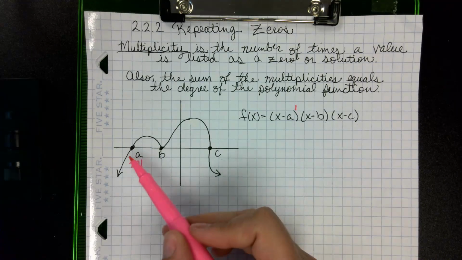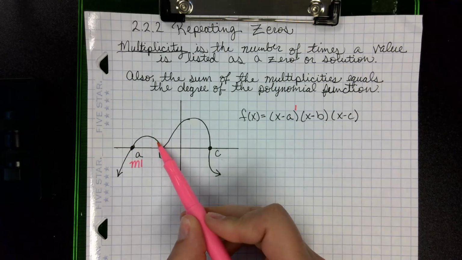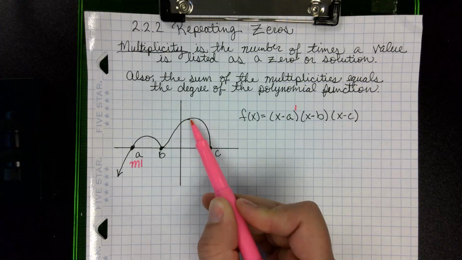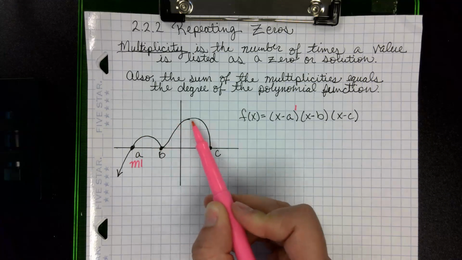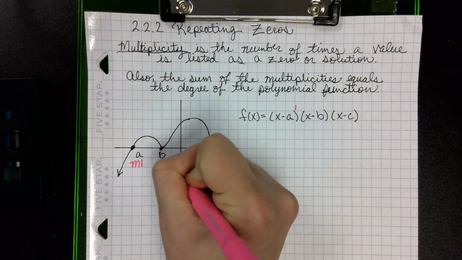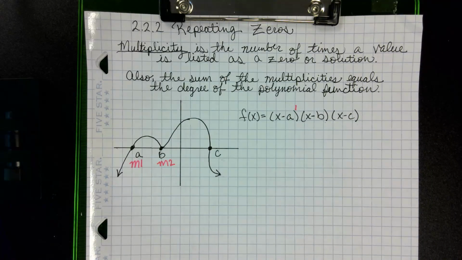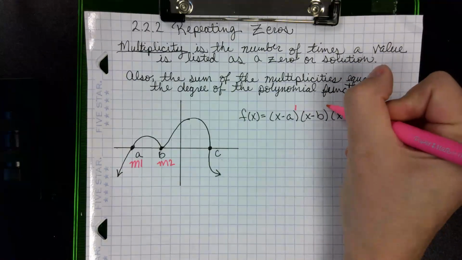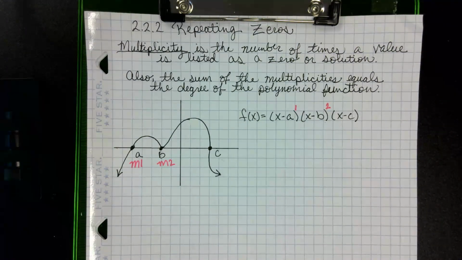And then we follow along the graph, and as it comes down towards the x-axis, it touches B and then goes back the way it came. So it hits the x-axis and bounces off. That tells me I have an M2. So our x minus b factor is going to be a degree 2.